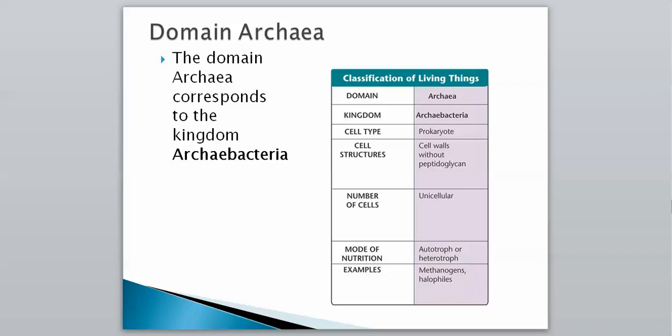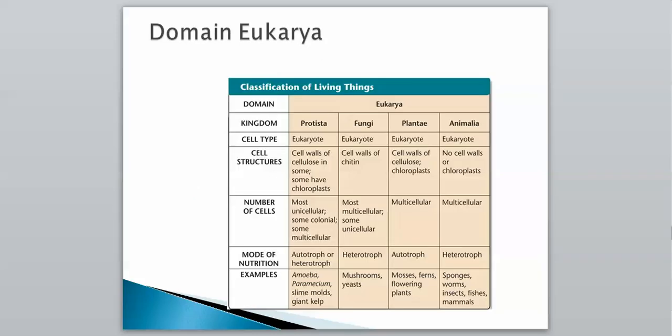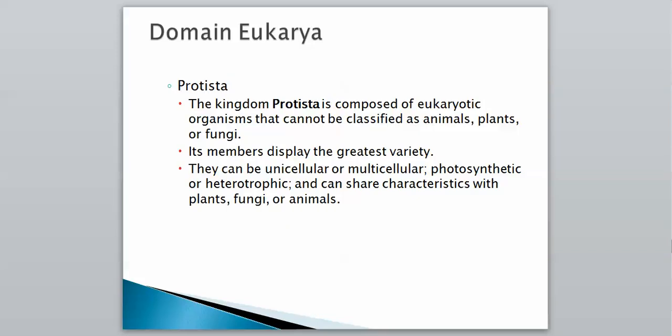And then again, that's the same chart, and you can look at that again in your notes. And domain Eukarya: the domain Eukarya consists of organisms that have a nucleus, the eukaryotic cells, and those consist of the protists, the fungi, the plants, and the animals. And again, here's another chart. Some of this should be reviewed, but if not, you will have this in your notes, and we will go over it more in depth in class, just about how each specific group is laid out.